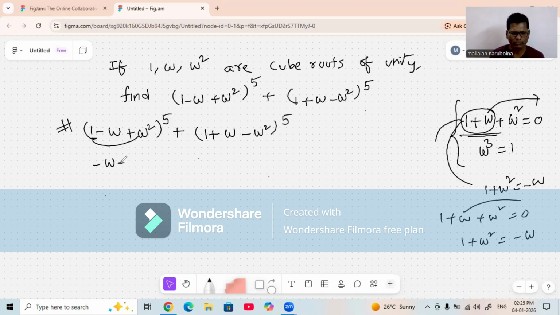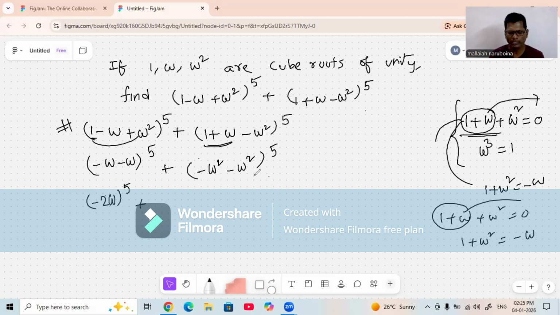Here already 1 minus omega is present, so I can write like this. Then plus 1 plus omega. From the same result, 1 plus omega is equal to minus omega square. So in the place of 1 plus omega, I can write minus omega square. Here one more minus omega square is present, whole to the power of 5. Next step, minus omega plus minus omega becomes minus 2 omega whole to the power of 5, plus minus omega square plus minus omega square becomes minus 2 omega square whole to the power of 5.